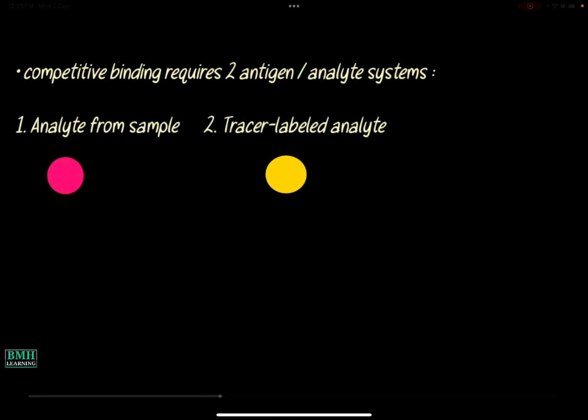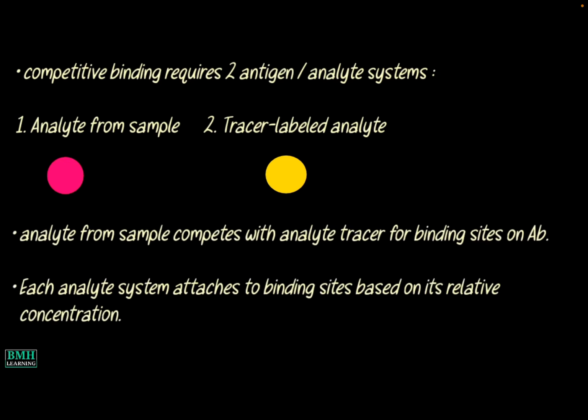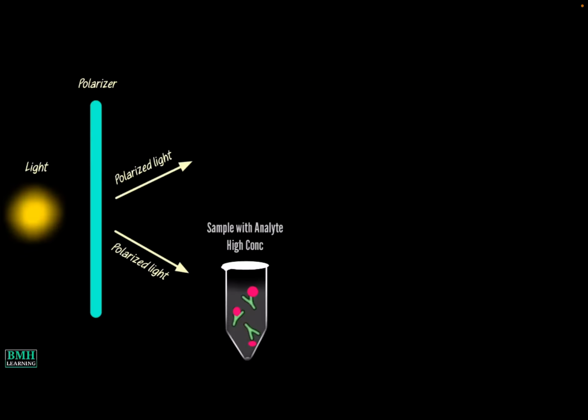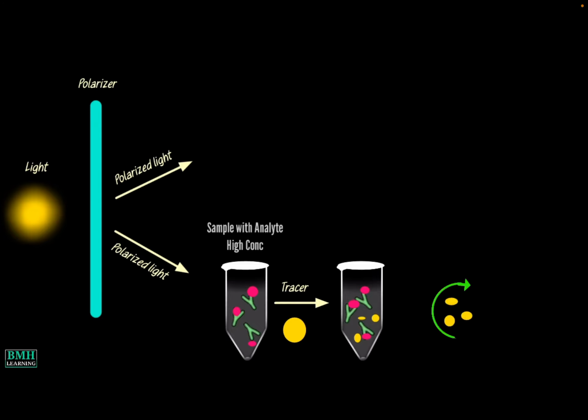Competitive binding requires two antigen or analyte systems: analyte from the sample and tracer labeled analyte provided by the assay reagents. The analyte from the sample competes with the analyte tracer for binding sites on the antibody. Each analyte system attaches to binding sites based on its relative concentration. If the sample contains a high concentration of the analyte, then many analyte tracer molecules are left unbound. When excited by polarized vertical light, these small fluorescent molecules rotate rapidly, emitting light in many different planes. The result is a decrease in polarization.